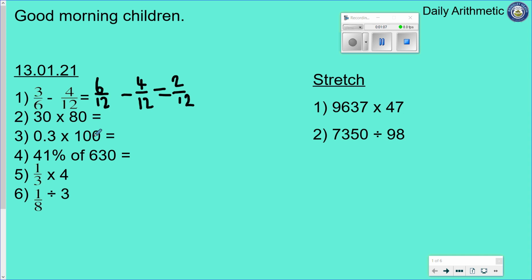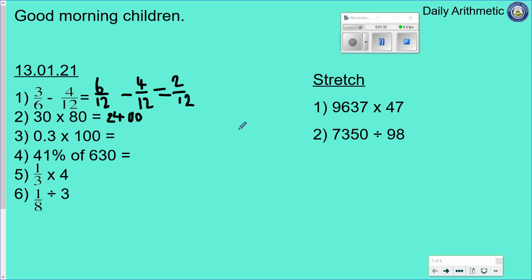Question 2, 30 times 80. We can do 3 times 8 and then add 2 zeros to the end of our answer, because 30 is 10 times bigger than 3 and 80 is 10 times bigger than 8. So 3 times 8 gives us 24. And then if we add our 2 zeros, our answer is 2,400.